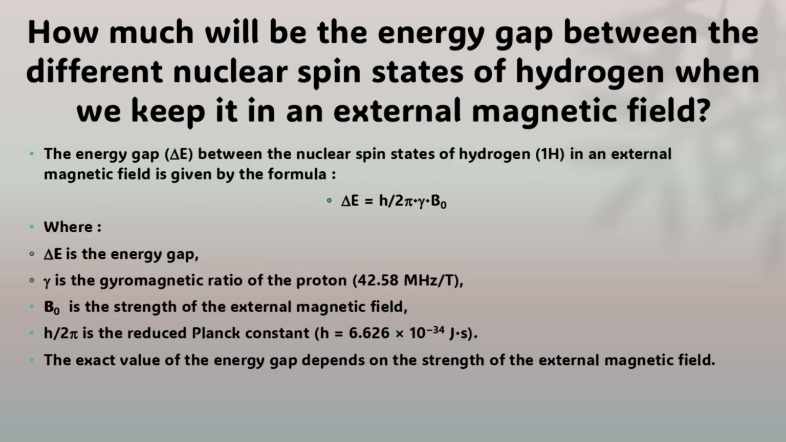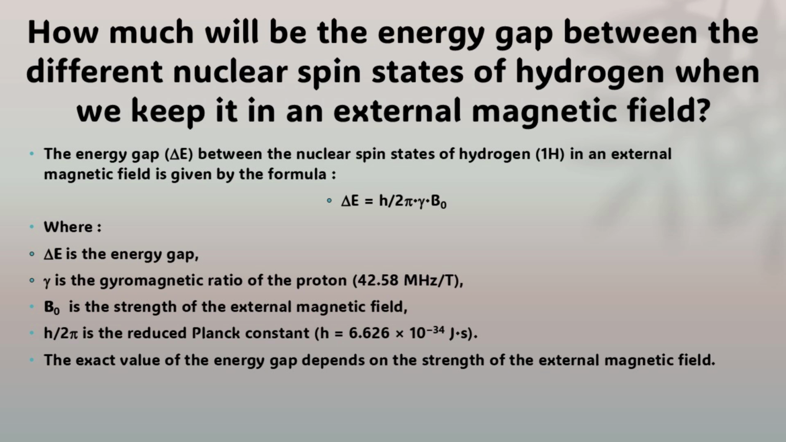The next question is question number 19. How much will be the energy gap between the different nuclear spin states of hydrogen when we keep it in an external magnetic field? The energy gap, delta E, between the nuclear spin states of the hydrogen, 1H, nucleus in an external magnetic field is given by the formula: delta E is equal to h upon 2 pi multiplied by gamma multiplied by B0.